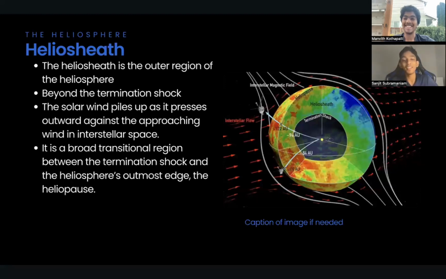Okay. The heliosheath is the outer region of the heliosphere, just beyond the termination shock, the point where the solar wind slows down abruptly, becoming denser and hotter. The solar wind piles up as it presses outward against the approaching wind in the interstellar space. It is a broad transitional region between the termination shock and the heliosphere's outermost edge, the heliopause.